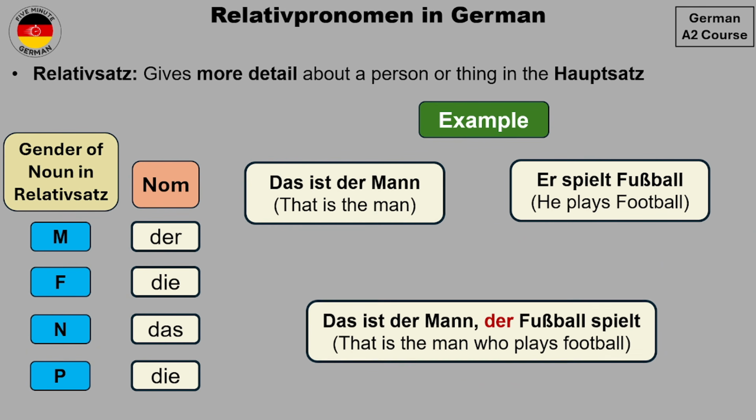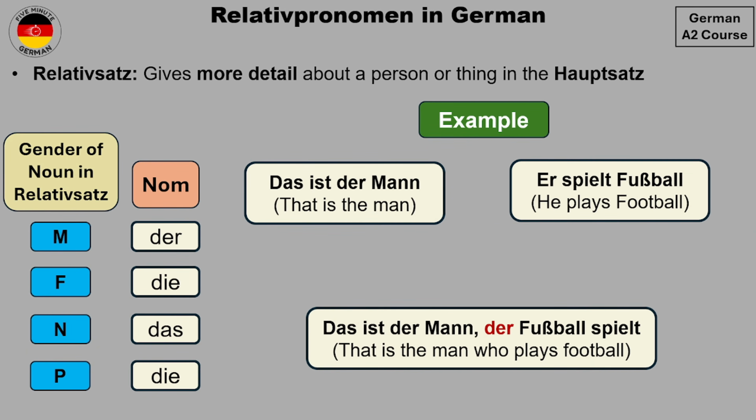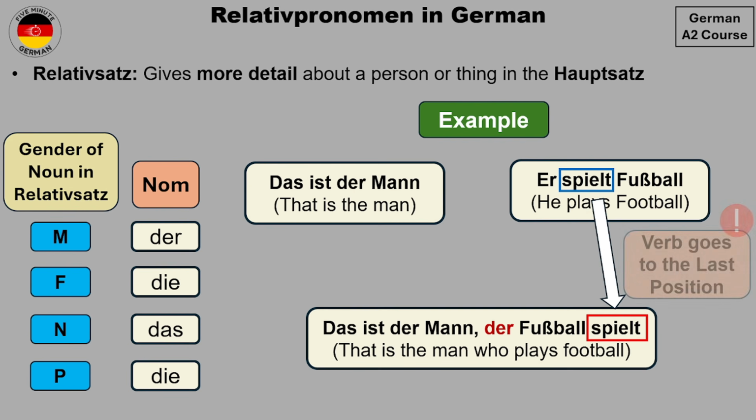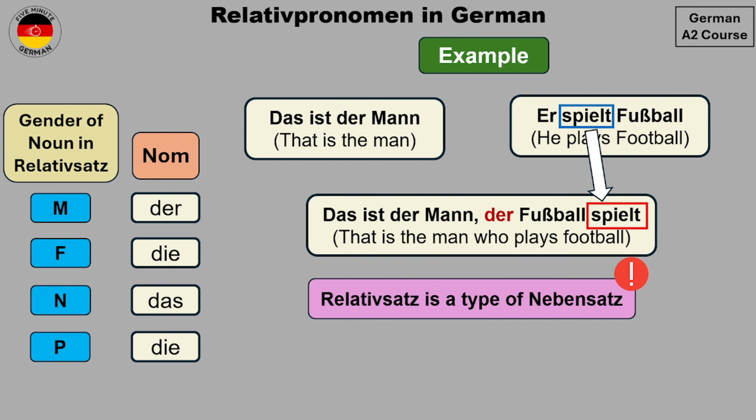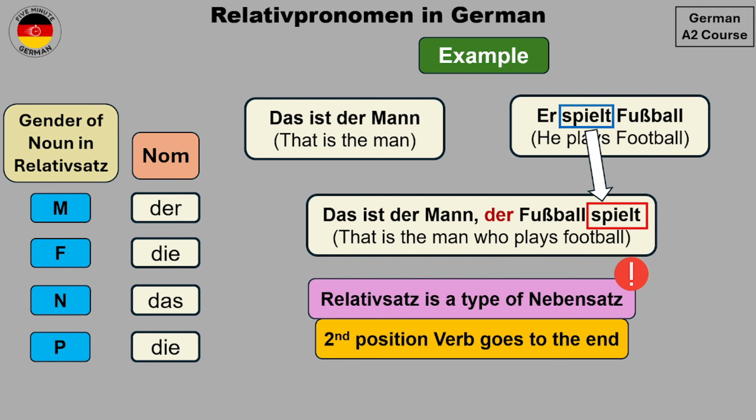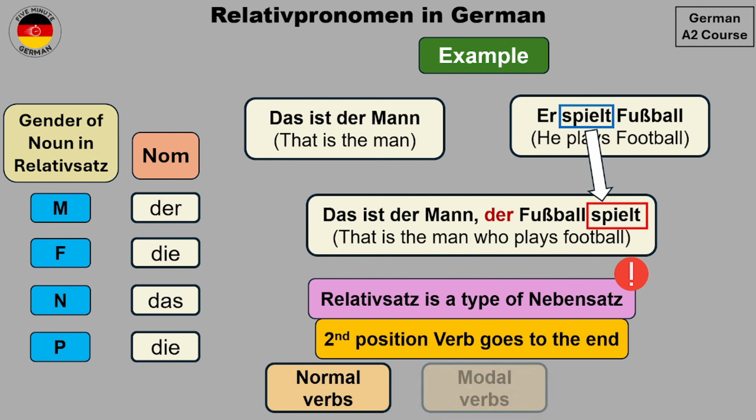Now one more thing that you might have seen over here is that in the sentence "spielt Fußball," the verb is at the second position. However, when this sentence is written as a Relativsatz, then the verb goes to the last position. So you see that spielt, which is the verb, has gone to the end of the sentence. So we can say that a Relativsatz is a type of Nebensatz because in a Relativsatz, the second position verb goes to the end. Even if it is a normal verb, modal verb, or helping verb, if the verb comes at second position, it will go to the end.